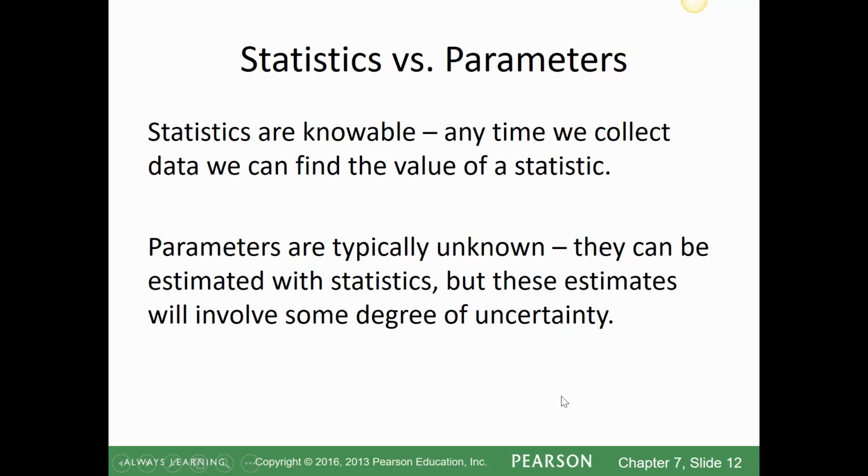So, statistics versus parameters, just to make sure you can tell them apart. Statistics are knowable. Anytime we collect data, we can find the value of a statistic. Parameters are typically unknown. They can be estimated with statistics, but these estimates will involve some degree of uncertainty, like we talked about. It's not really possible to get everyone in the population.